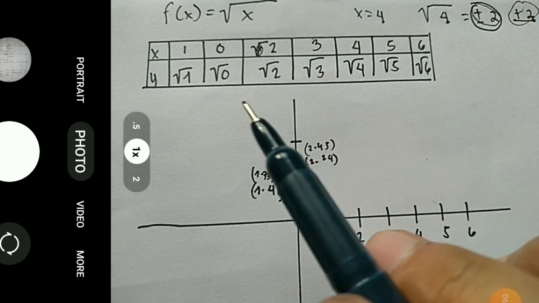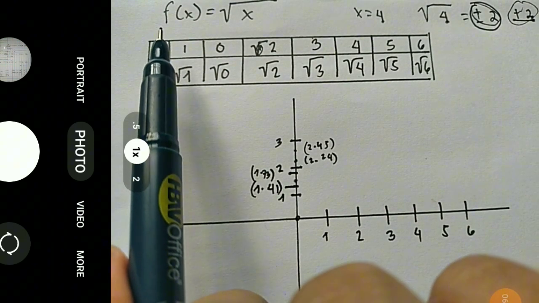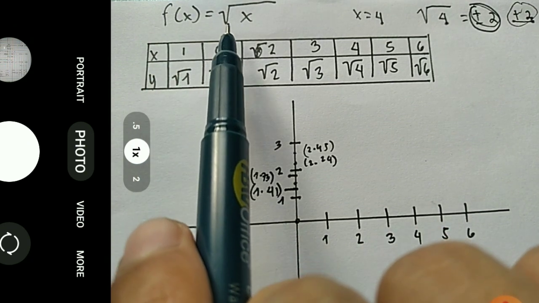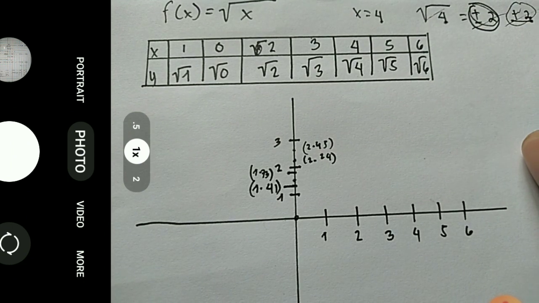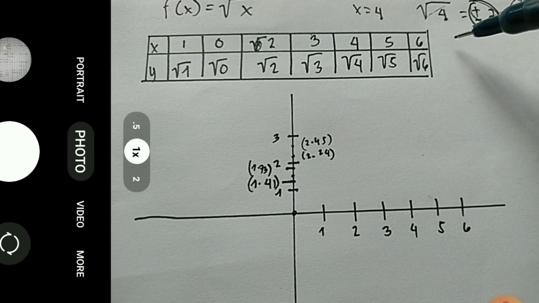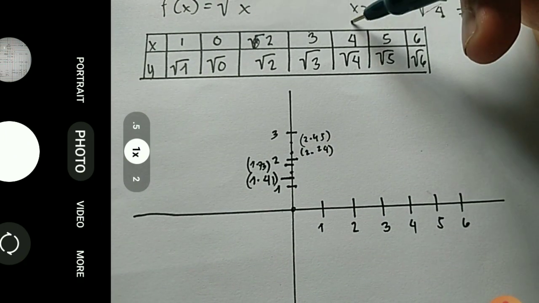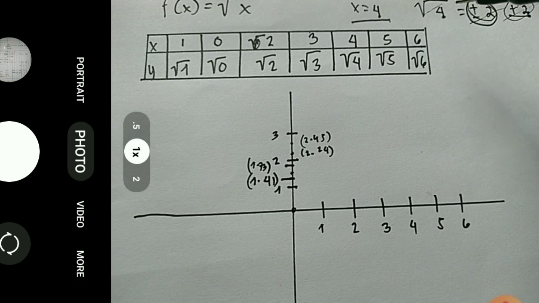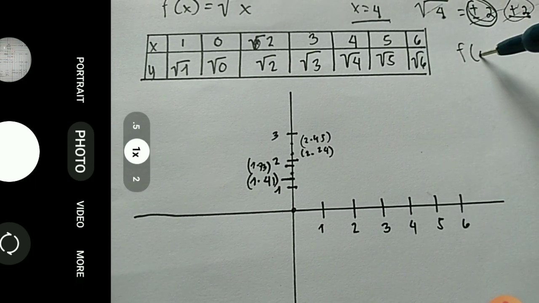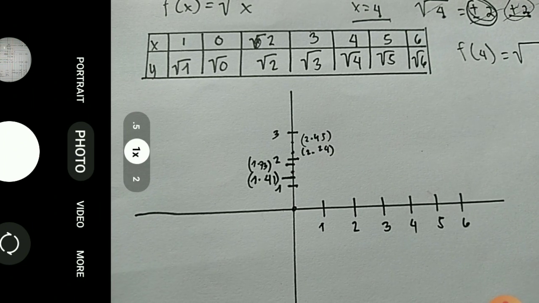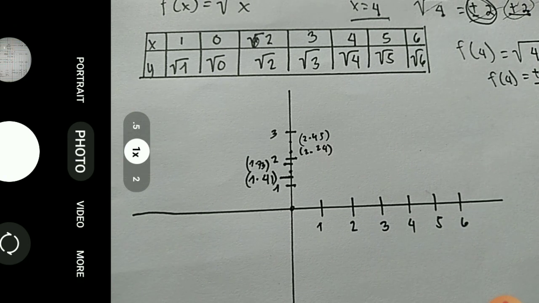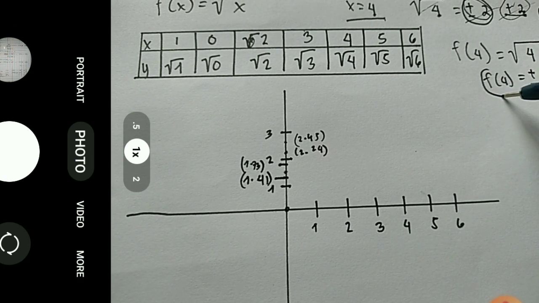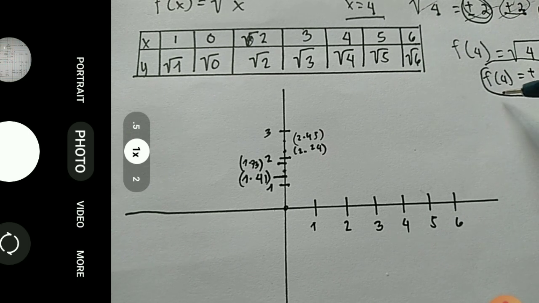So we have here another example, which is the equation f of x is equal to the square root of x. So just ignore this one. I will rewrite, for example, x is equal to 4. So f of x is equal to the square root of 4. Our f of x will be equal to positive or negative 2.